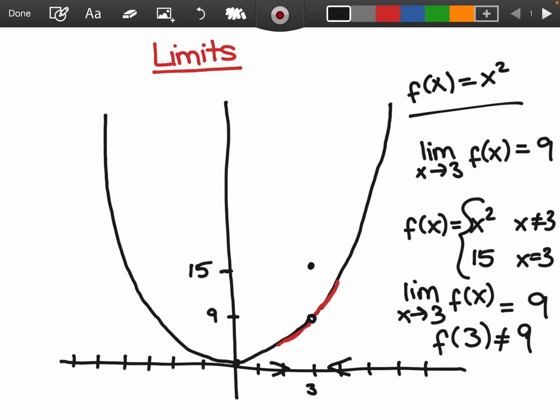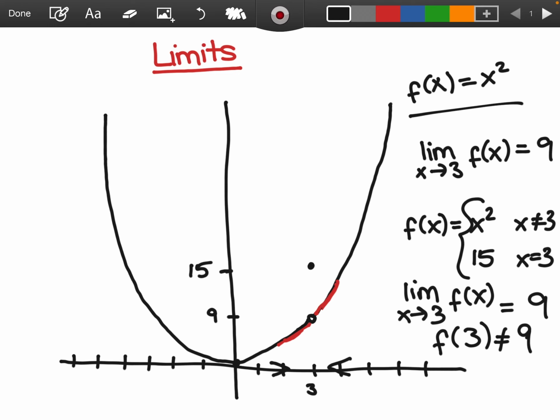If it approaches different values from the left and the right, that's when you have a problem and the limit doesn't exist. But as long as it approaches the same value from the left and the right, even if you have a discontinuity at that point, as you get closer and closer to that x value, you should approach that same function value from both sides. Therefore, the limit exists, and you can go ahead and evaluate it.